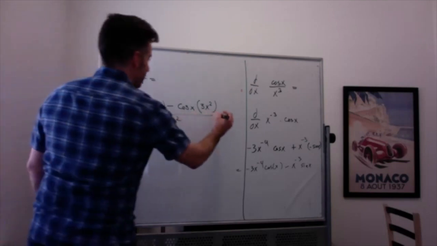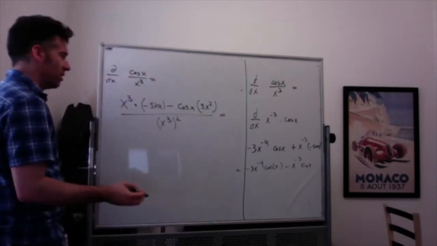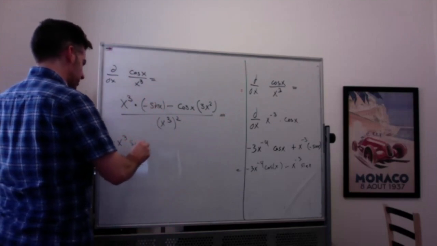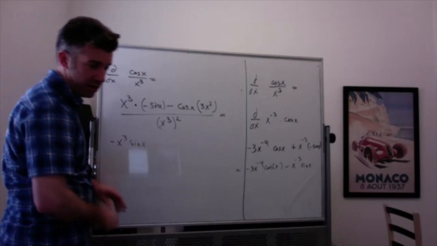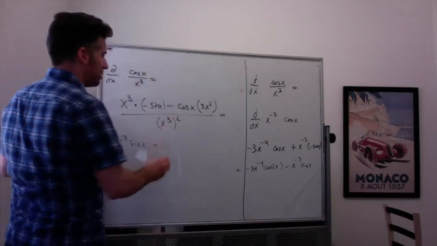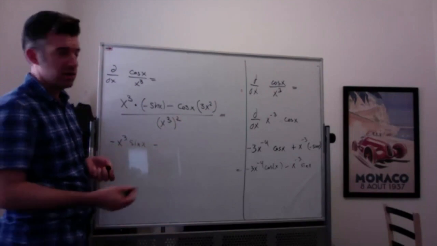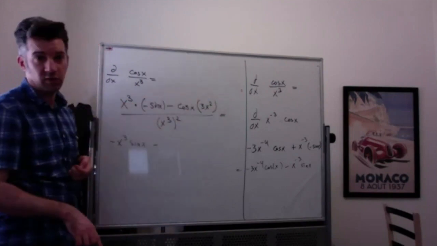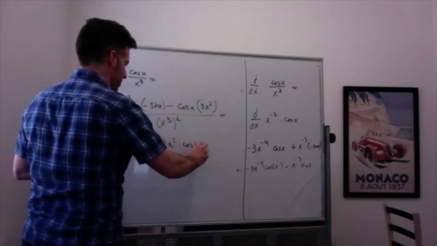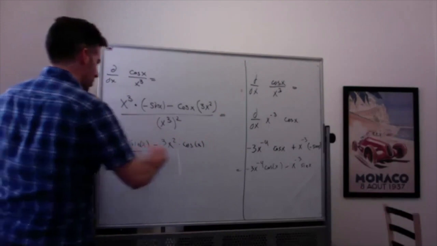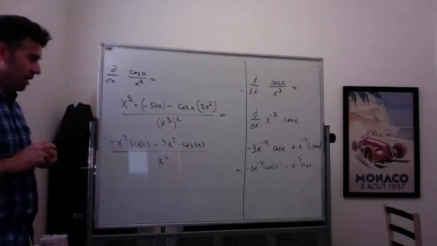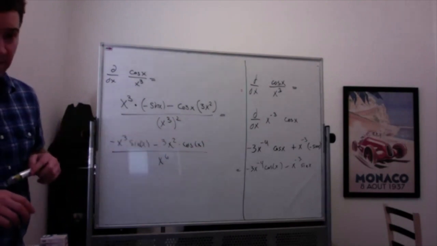So if I was going to simplify this, I would do a couple things. I would first rewrite this as negative x cubed sine of x minus, it's usually standard practice to write powers of x before trig functions, so I would write this as 3x squared times cosine of x, over x cubed squared, which is x to the sixth.